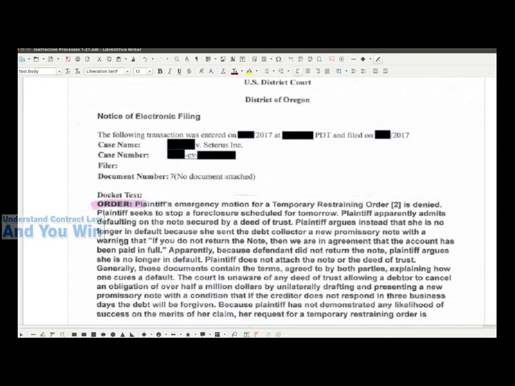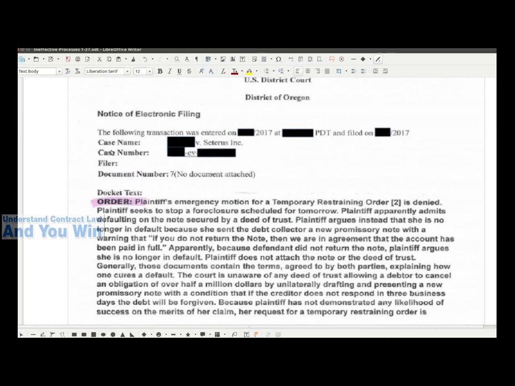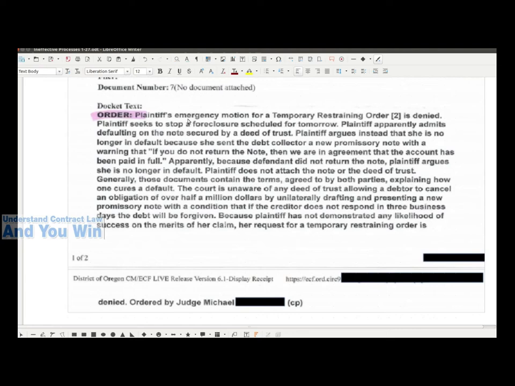Following transaction was entered on so-and-so 2017 at so-and-so date, filed on so-and-so, so obviously I'm trying to protect the person's identity. Case number, let's just call him or her Smith. Smith versus Satiris Inc., which is a very popular mortgage servicer. Case number, blah, blah, blah, CV, blah, blah, blah. Okay. Docket text, order. Plaintiff's emergency motion.